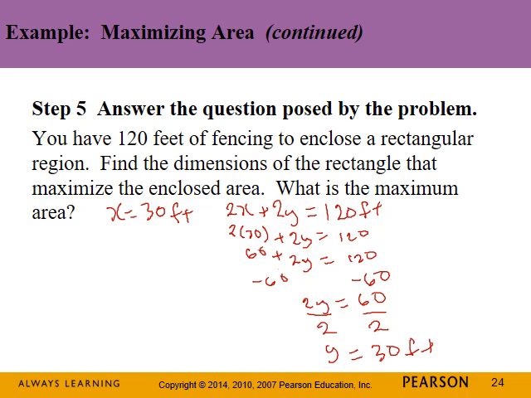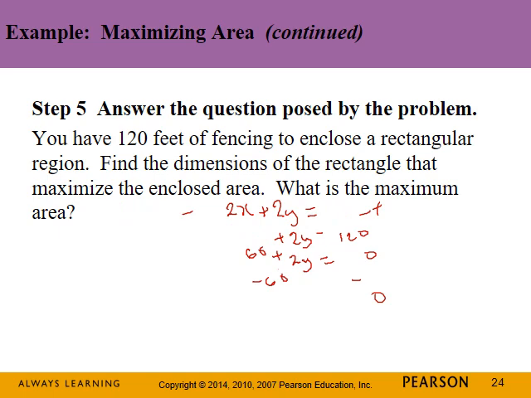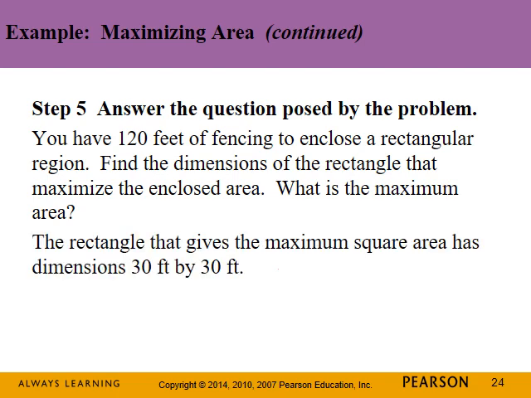So x equals 30, and y also equals 30 feet. Okay? So they're asking what are the dimensions that would maximize the enclosed area. So we had x, so we just substituted and found y. So we know that the dimensions would be 30 feet by 30 feet. That will cause the rectangle to have a maximum area. And they're asking what is the maximum area. So now they're not asking where it occurs or what dimensions will cause it to be the maximum area. They're asking you for the actual value of the maximum area. What is the maximum area?